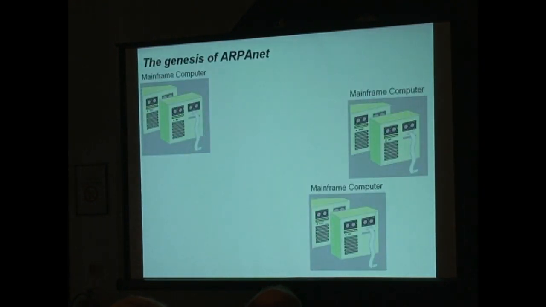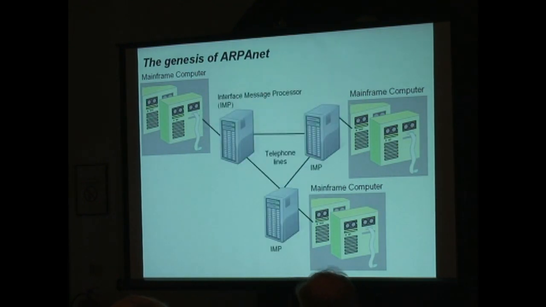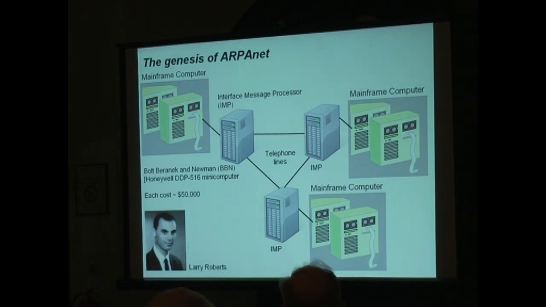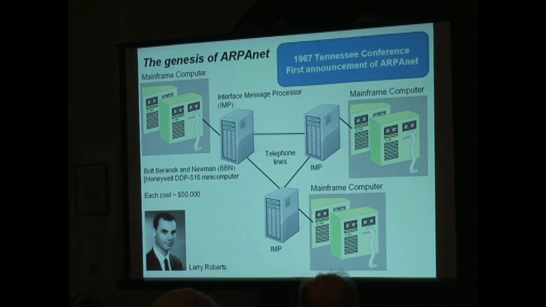Well, what was going on? ARPANET had a lot of mainframe computers, and what they wanted to do was to have some message processors connected to the telephone lines, which would enable them all to talk to each other. These interface message processors were BBN supplied, but based on Honeywell minicomputers, $50,000 each. And Larry Roberts was looking at this challenge of how to do it, and they announced ARPANET in 1967 in Tennessee.